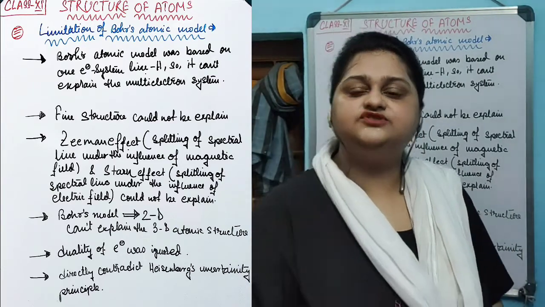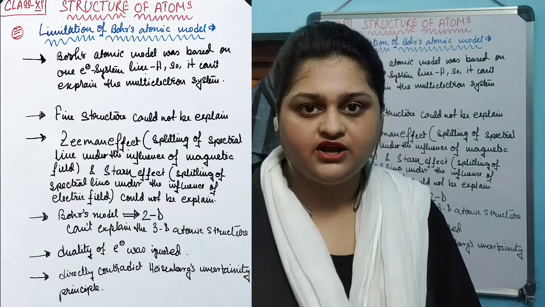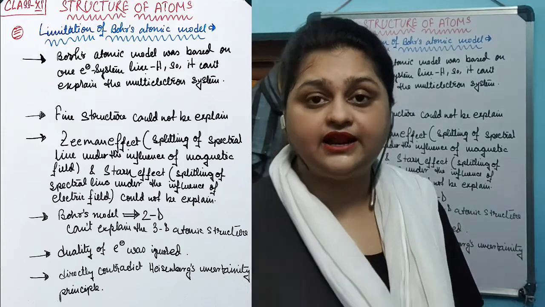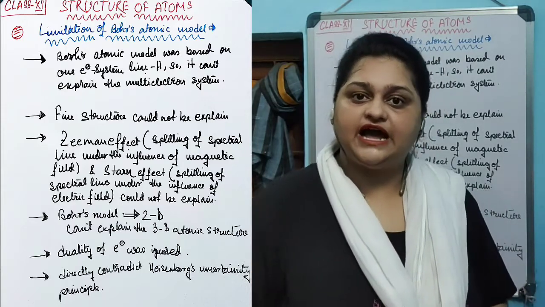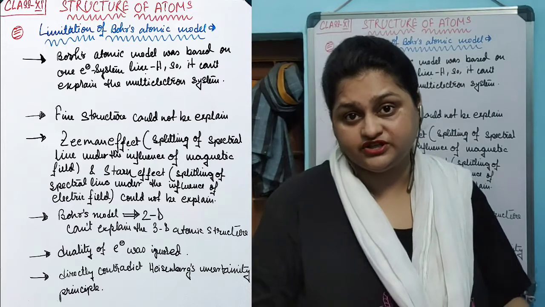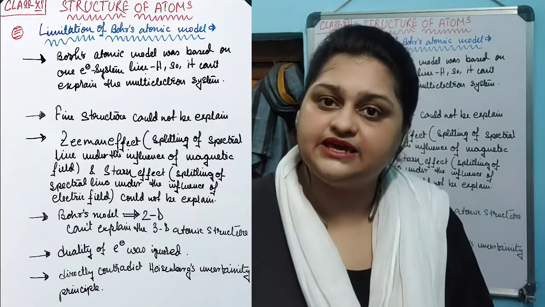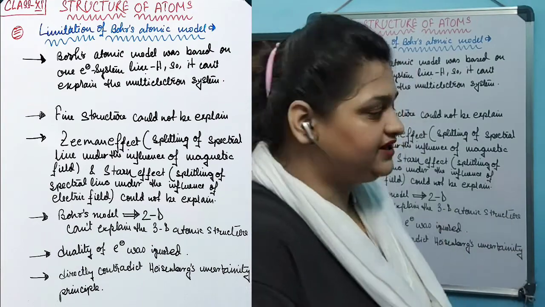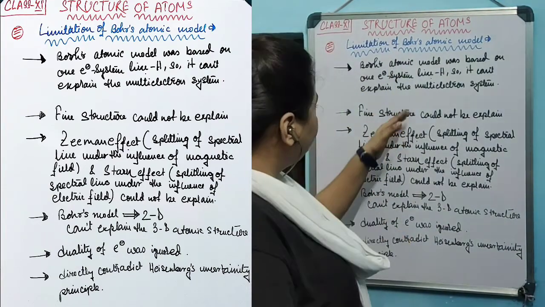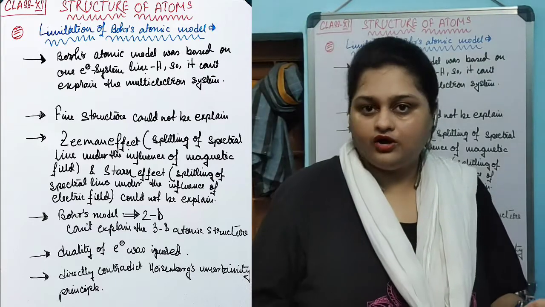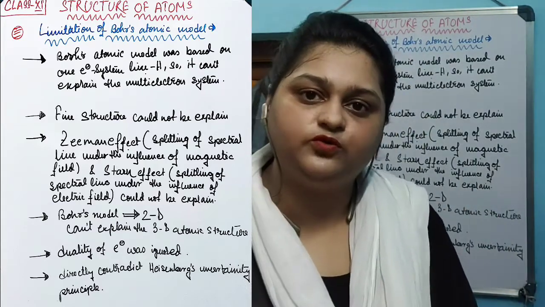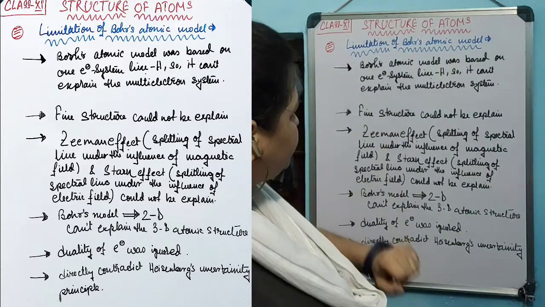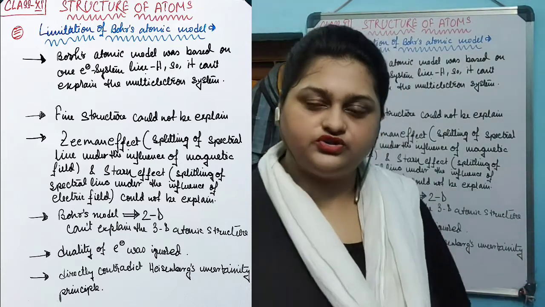Now, why is this fine structure of the emission spectra observed? Why are the single lines that we were getting actually a combination of multiple closely packed lines? Bohr's model could not explain this. That's why we say in the second limitation that the fine structure of emission spectra cannot be explained with Bohr's model.